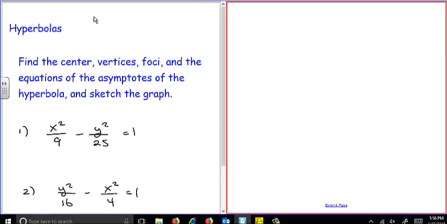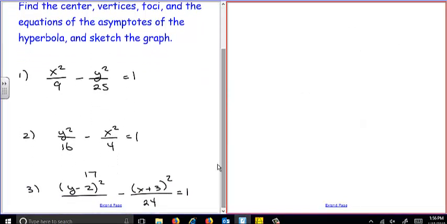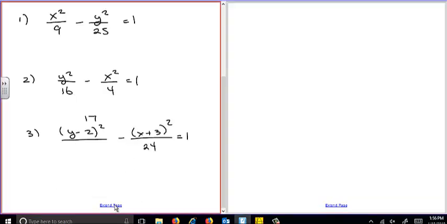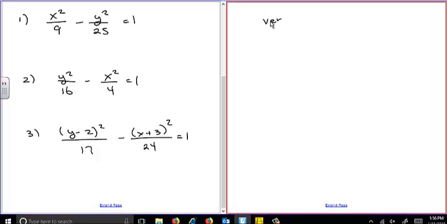Okay, next one. This one got messed up because I moved everything down a little bit. Now here we're going to have numbers that are not whole numbers, but the procedure's the same. So the first thing is, is it a vertical transverse axis or horizontal? So the y is positive, so it's going to be vertical. This is number 3. Vertical transverse axis.